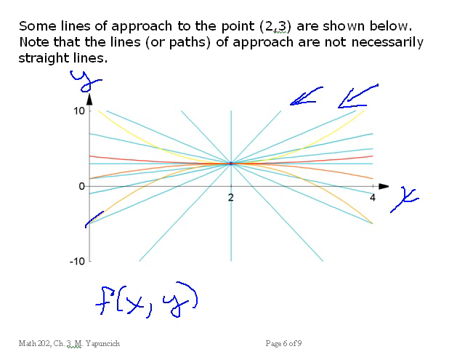See these yellow ones? They're curved. Here's this red one, it's curved. This yellow one is parabolic. Here's another parabola, but it would have any dimension, any line of approach to the point (2, 3). The limit has to be the same along every line of approach in order for the function to have a limit at the point (2, 3).